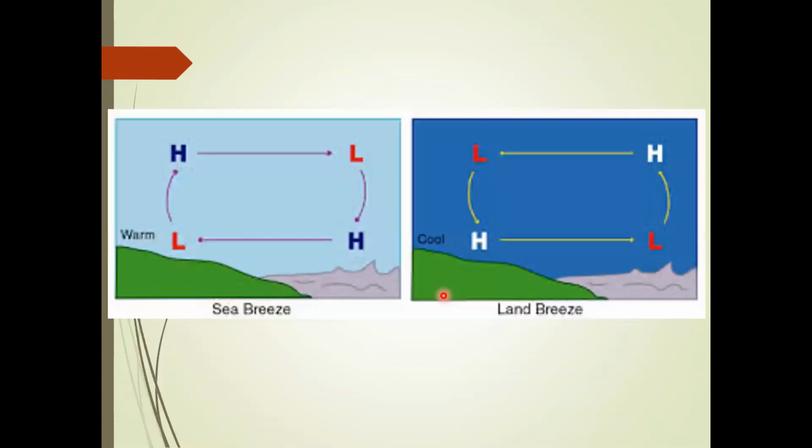Then there are also land breezes and sea breezes. During the day, land heats up faster than water does, so there will be a lower pressure system over land. And again, this is just a convection cell. The warm air rises, it cools, air flows from high to low. So we end up with a sea breeze during the day, but at night, that land cools down faster than the water does, so we get a high pressure system sitting over the land.